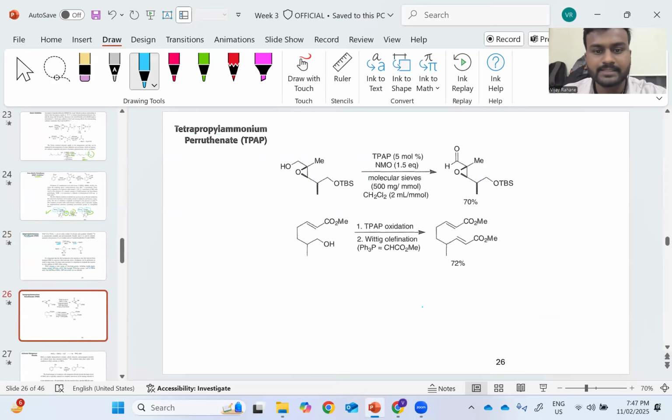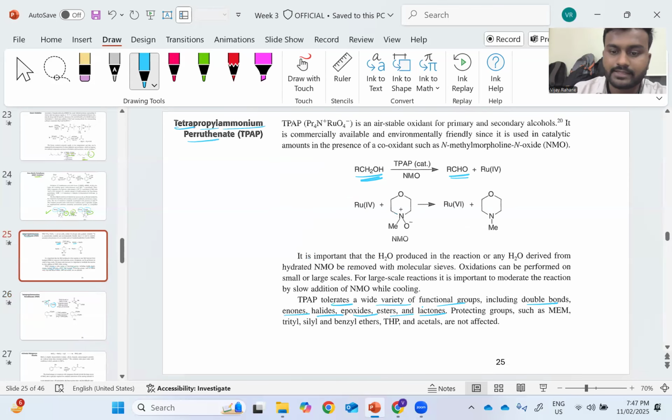If we have some examples here, let's say here we have epoxides and also OTBS. So these are the functional groups, and we can't use other harsh reagents in this case. If you use this ruthenium based complex TPAP, we are able to selectively oxidize this primary alcohol without affecting the other functional groups. So that's why the selectivity of this reagent is important.